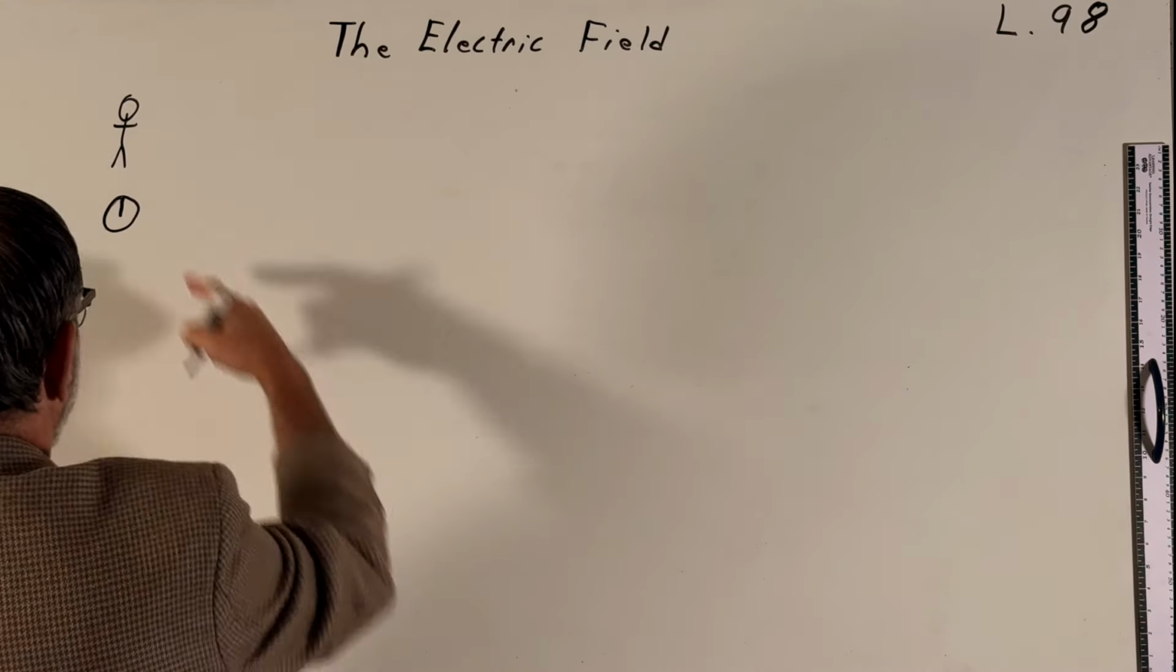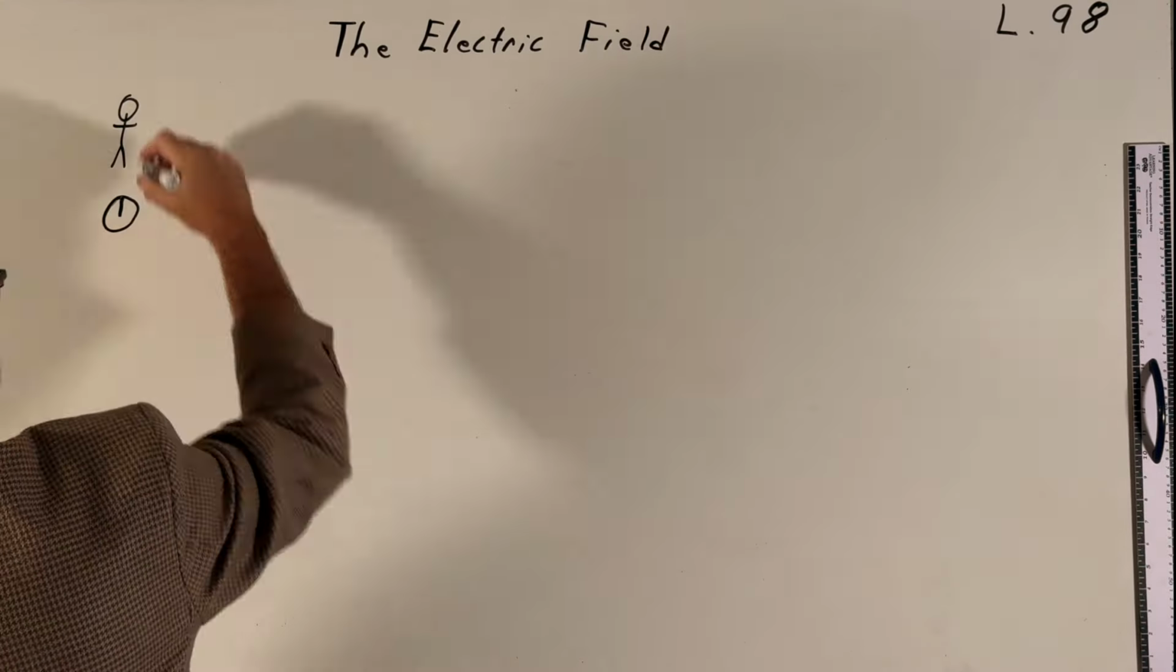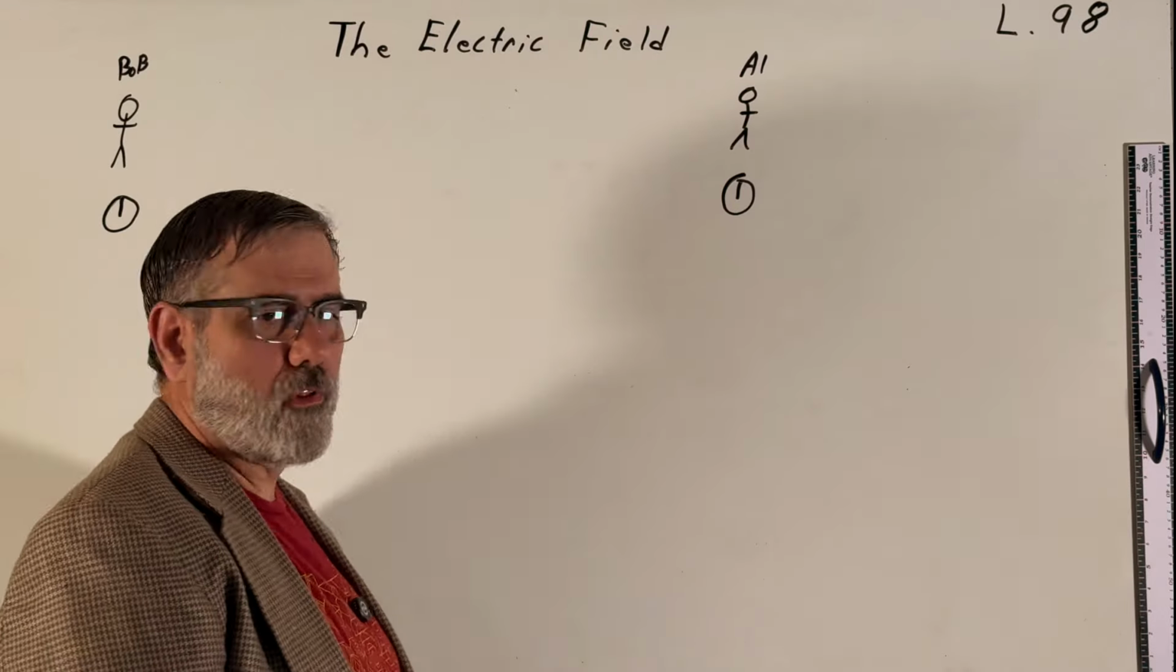This is a clock. This is my friend Bob. And I guess I'll be Al. Our clocks are synchronized. We're not moving with respect to each other. And we're not really thinking about special relativity here, so I'm not talking about the synchronization of clocks or anything like that.